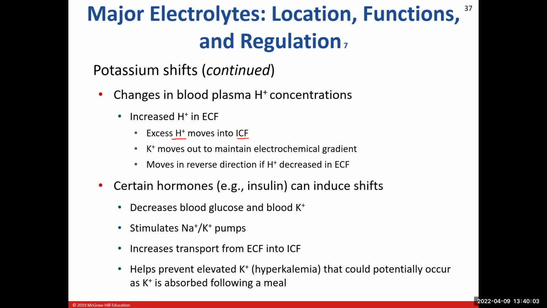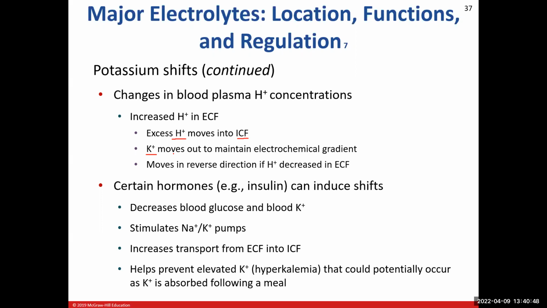We want to maintain that positive value. So we have to find another positively charged ion, and that's going to be our potassium. So if the hydrogen ion moves into the ICF, the ECF is losing that positive charge. We're going to want to replace it with the positive charge from the potassium. So the potassium is going to move out of the cell and it's going to move into the extracellular fluid. And the same thing will happen if we have decreased hydrogen ions in our blood plasma, right? So that whole scenario will change. I'll show you a picture in a moment here.